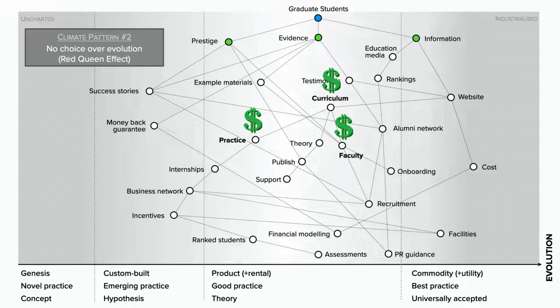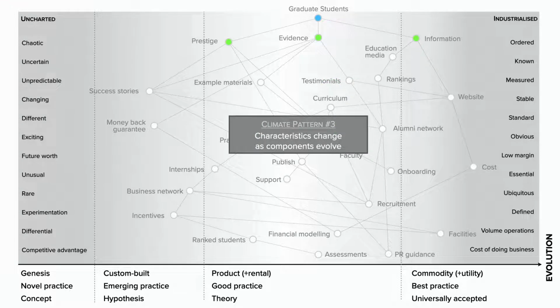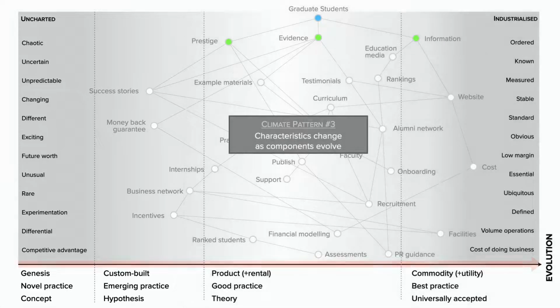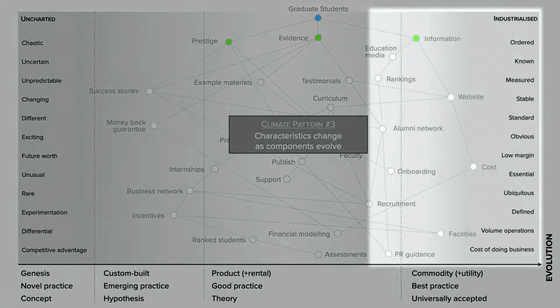The next climate pattern we'll look at is that when components evolve, their characteristics change. Components on the left of the map, in uncharted territory, are unpredictable, different, exciting, and unusual. But as they start moving from left to right, driven by the forces of supply and demand competition, they start transitioning into something else. By the time they have evolved to industrialized components to the right of the map, they have become known, stable, and low-margin activities and practices. They're essential costs of doing business.